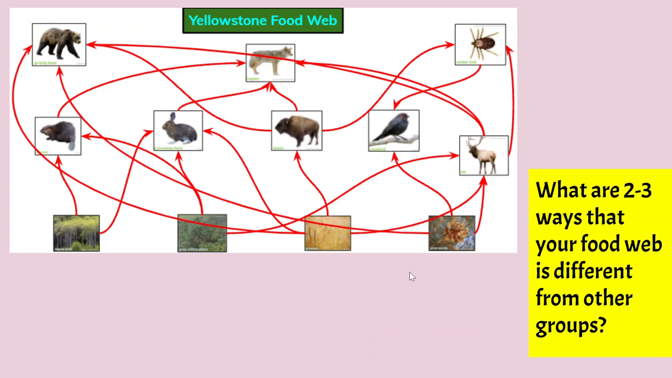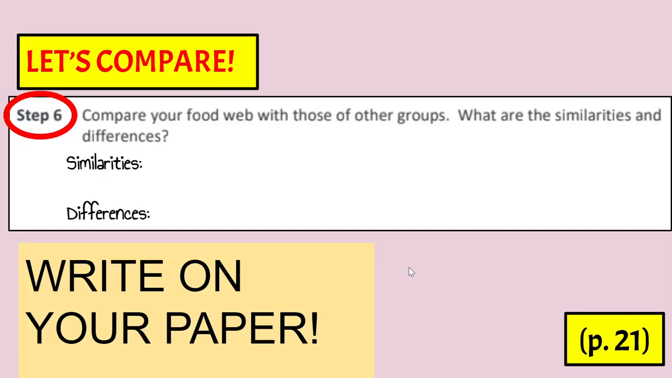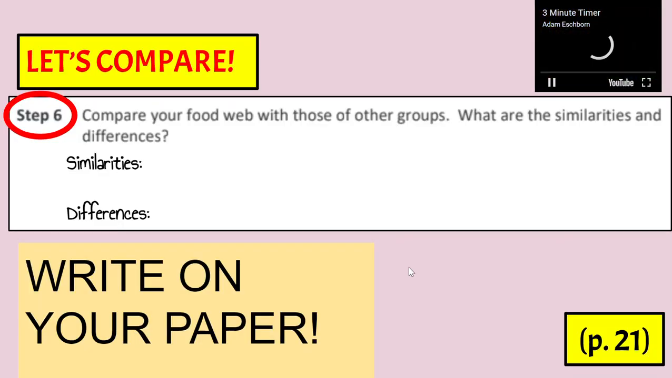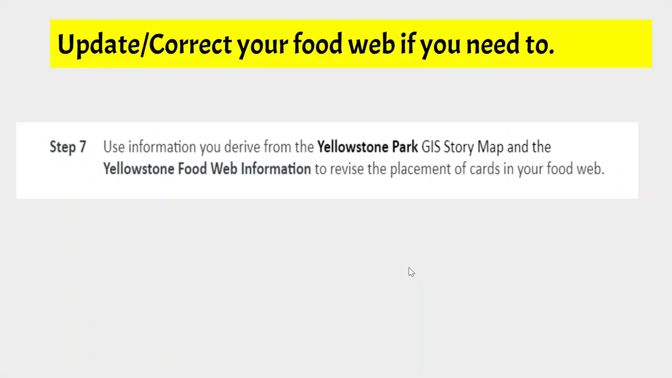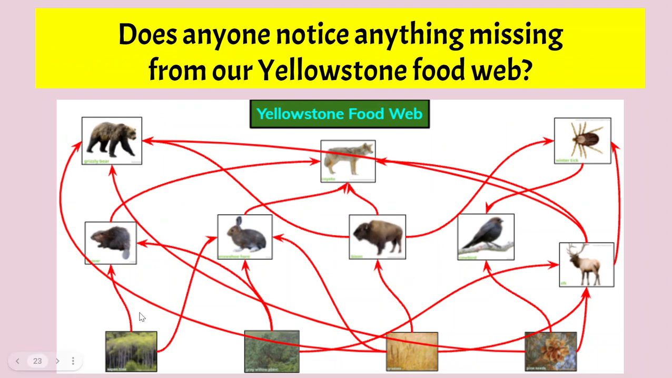I had students look around at other food webs just to see how people had organized things, and then talk about similarities and differences. One of the things people realized is it's probably easiest to put all those producers at the bottom instead of having them mixed and matched all throughout the table.